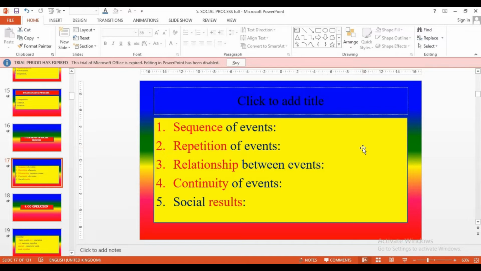Fourth one, continuity of events. The events happen continuously, which is life. That's why I emphasized that the social process is life. Every event we experience is one of the social processes.